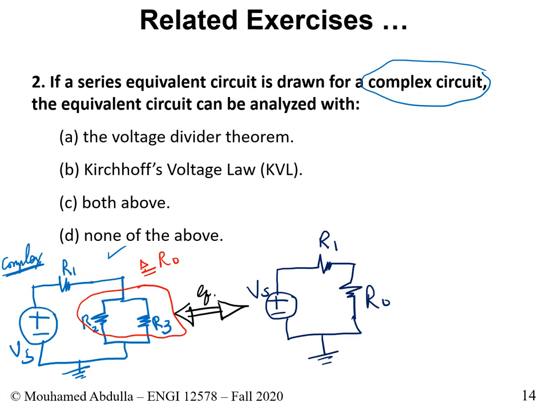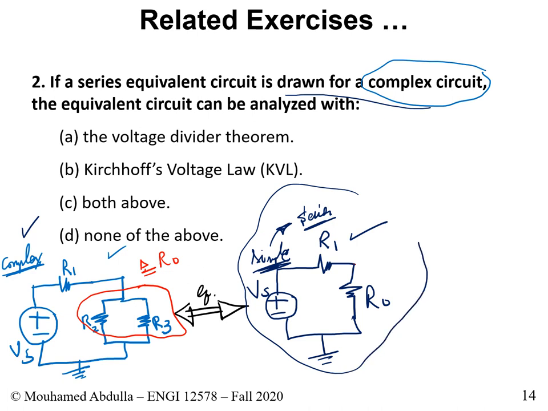So we're told that both of these circuits, the one on the left and the one on the right, are equivalent. So this is the simple circuit. And in fact, it's not just simple, it is a series circuit. The components are connected in series. You look at it, everything is connected in series. Whereas this one is not series, not parallel, this is a series parallel circuit. So let's read again: if a series equivalent circuit, so this one here, is drawn from a complex circuit, this one here, the equivalent circuit, this one here, okay?